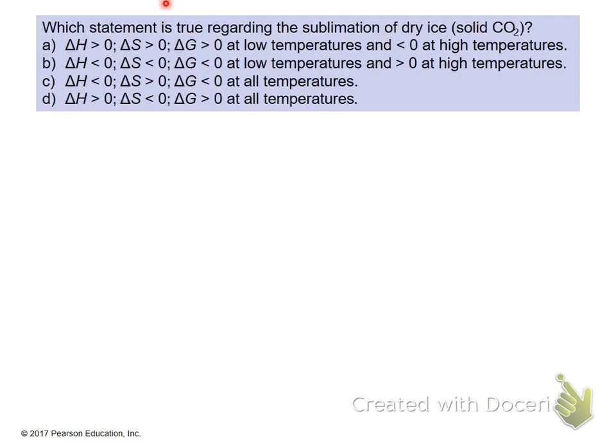All right, let's take another look at another example. Which statement is true regarding sublimation of dry ice? All right, so sublimation is from solid directly to gas, bypassing the liquid phase, right? So we have sublimation here, so from solid to gas, right? What would be the sign of delta S here? Is it going to be positive or negative? So from solid to gas, there's going to be an increase in entropy, so the delta S of the system is going to be positive.